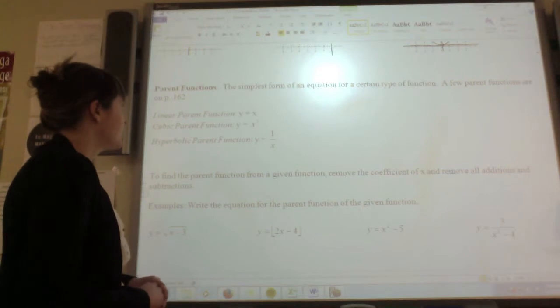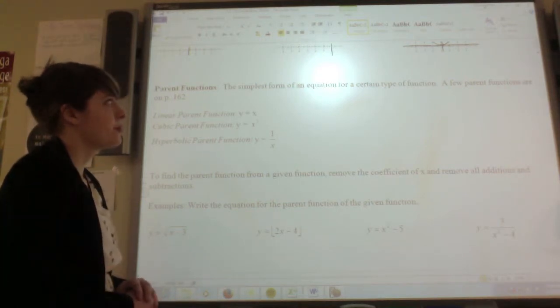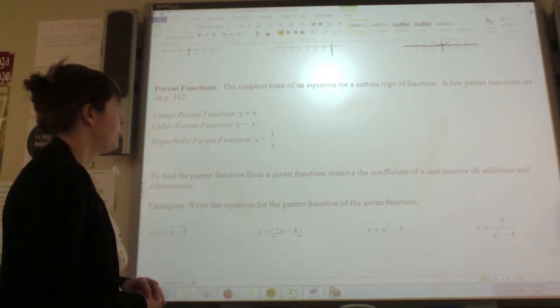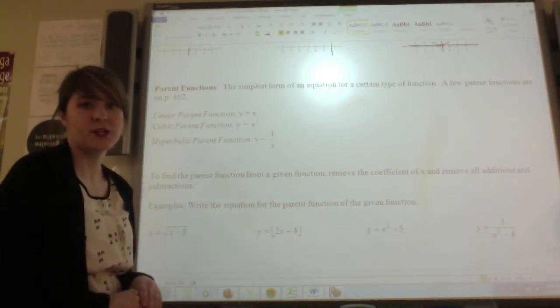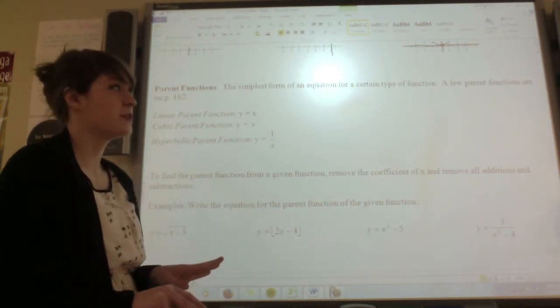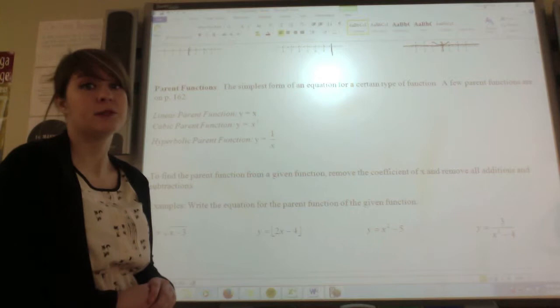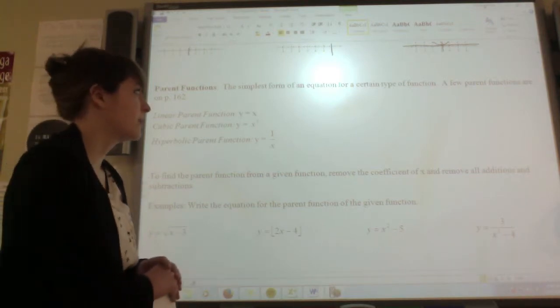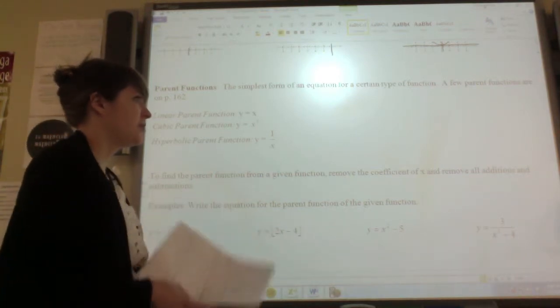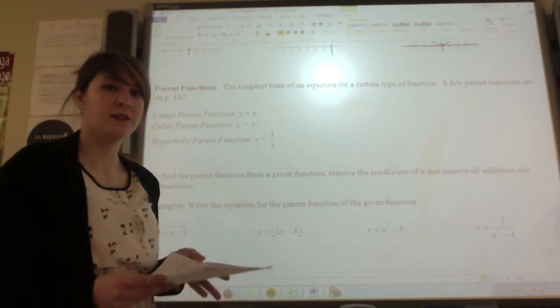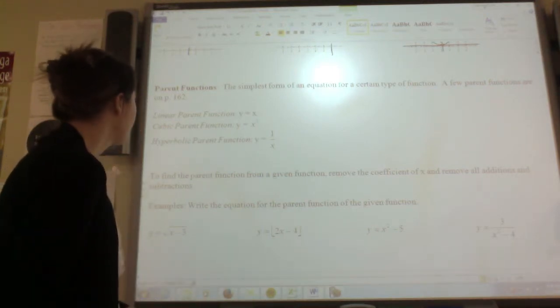Okay, parent functions are the simplest form of an equation for a certain type of function. On page 162 of your textbook, you'll see a whole bunch of parent functions listed out, and honestly, I would just memorize those because it's really important to know the general basic idea behind different types of functions.